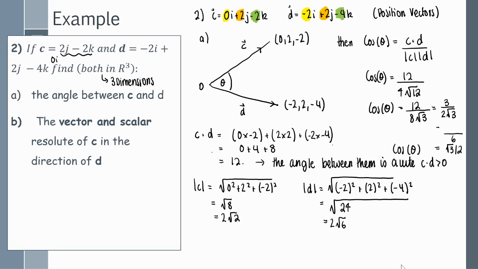Remember that the angle between these vectors is acute, which means that my theta has to be in the first quadrant. So theta would have to be equal to pi on 6.